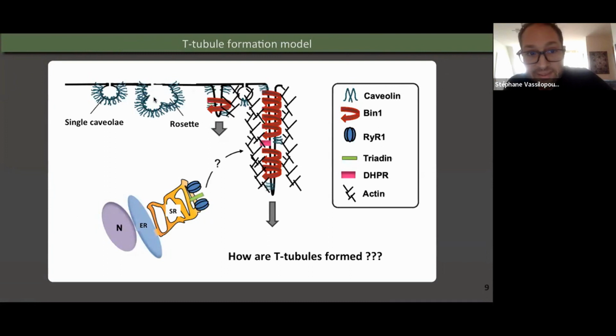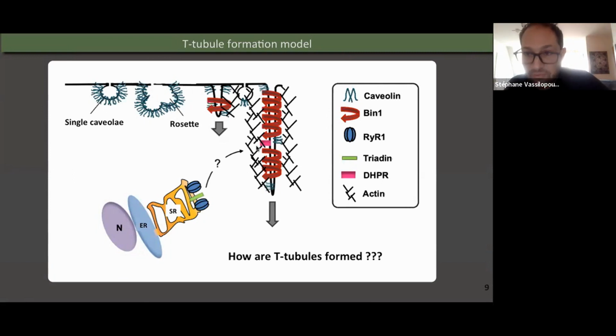The only thing we know is that it seems that caveolae, either single caveolae or accumulations of caveolae at the plasma membrane, are initial steps for the formation of the T-tubules, and that at some point Bin1 comes in and tubulates the membrane like crazy, because this protein is capable of producing really long tubules. But we still don't know at what point the sarcoplasmic reticulum connects with the tubule, and what the cytoskeleton does during this process.